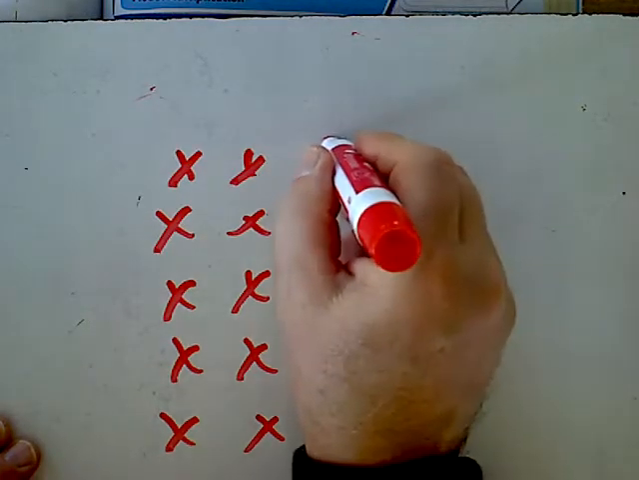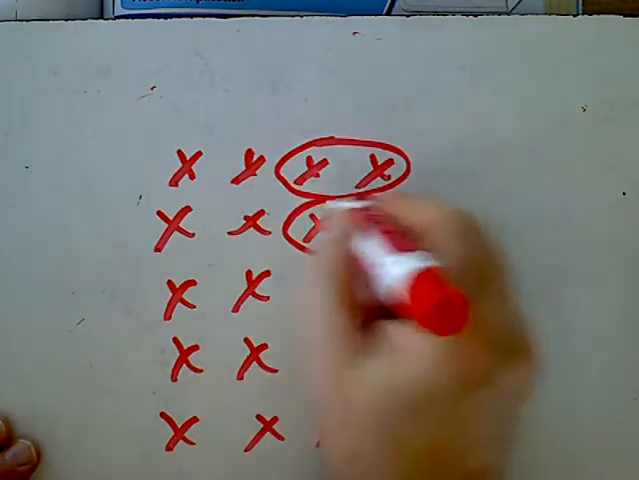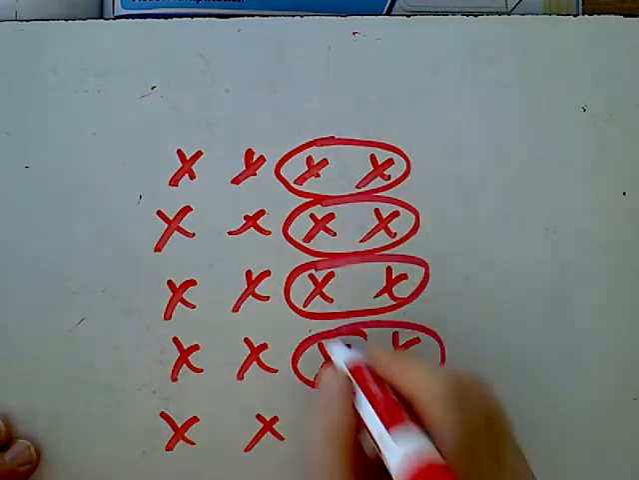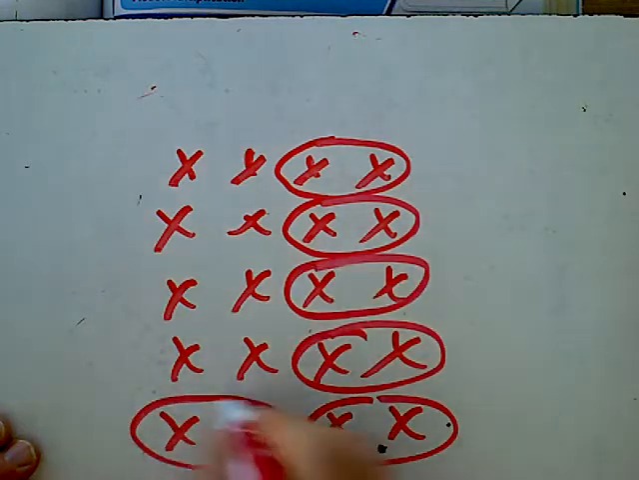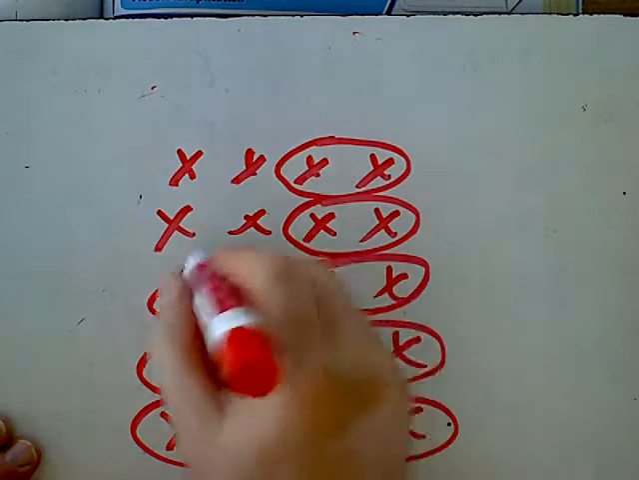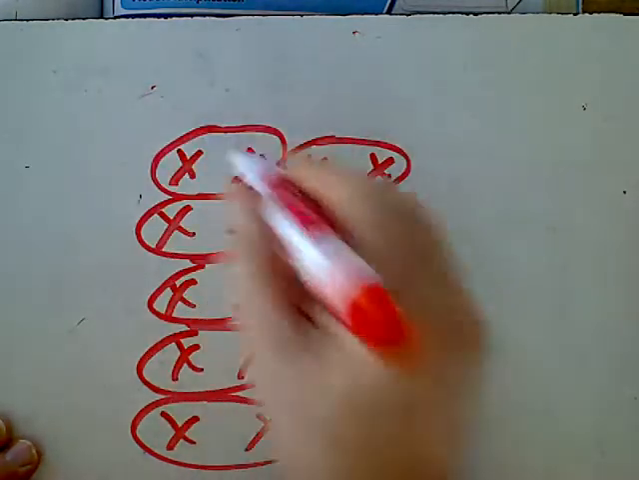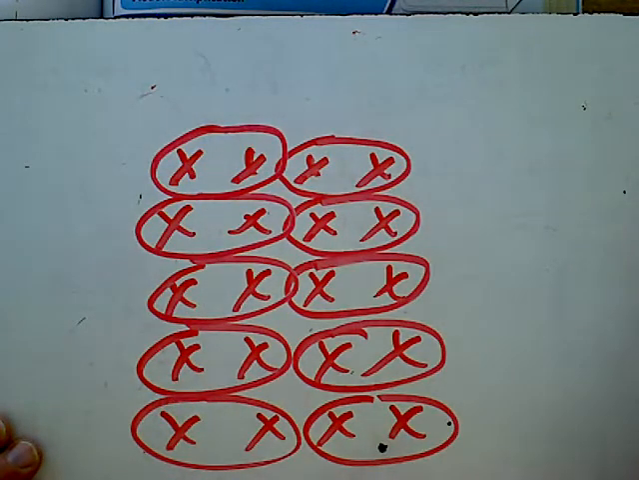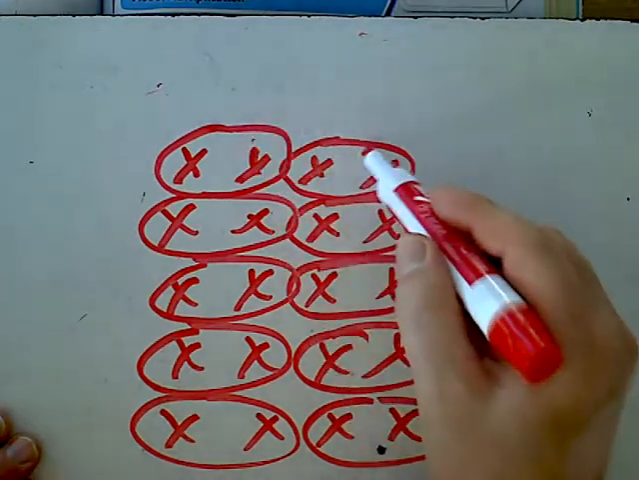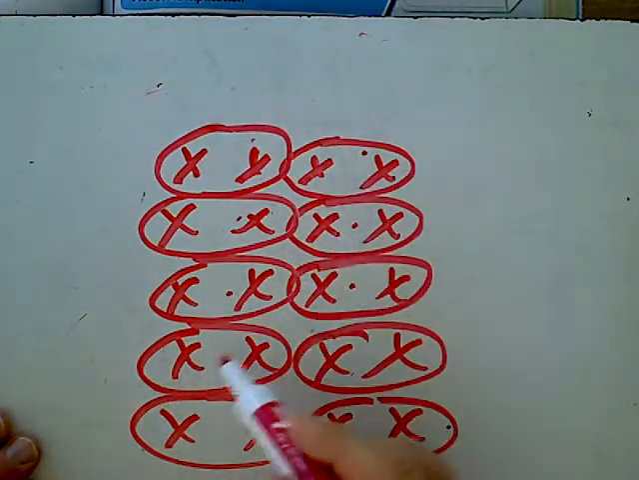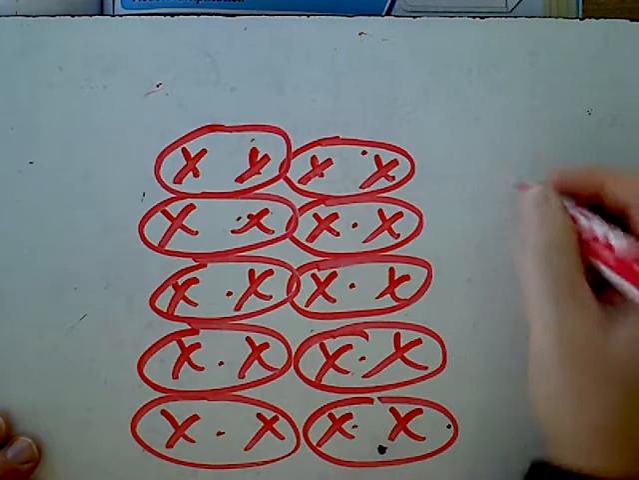Or somebody else might have done this. 2, 4, 6, 8, 10, 12, 14, 16, 18, 20. In this case, I have 1, 2, 3, 4, 5, 6, 7, 8, 9, 10 groups.